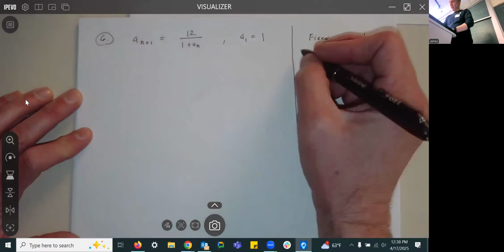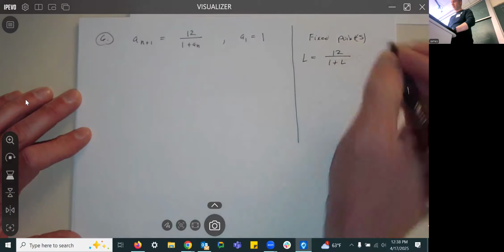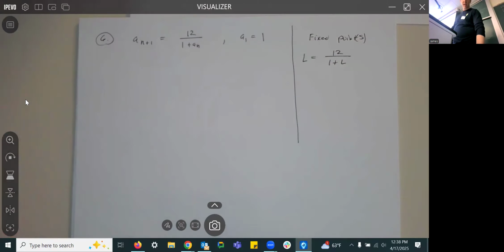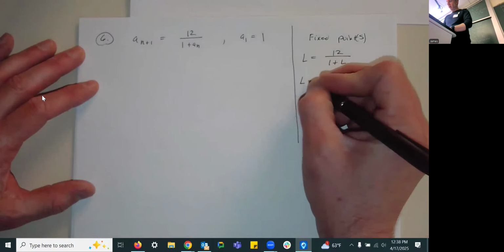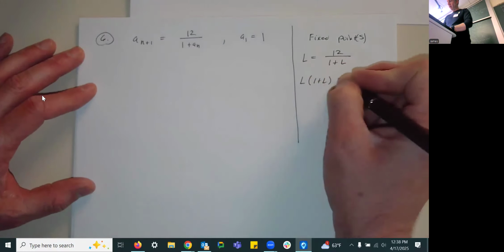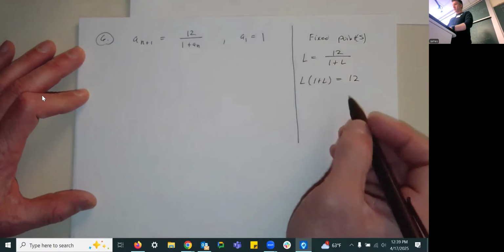So I'm going to set L equal to 12 over 1 plus L. And if you might have noticed already, whenever I have an equation, I really want to not have fractions. So my first step is almost always, if there is a fraction, to multiply both sides by the denominator. That's usually what I would do first every time. So I'm going to have L times 1 plus L equal to 12. Distributing the L on the left side, I get L plus L squared.